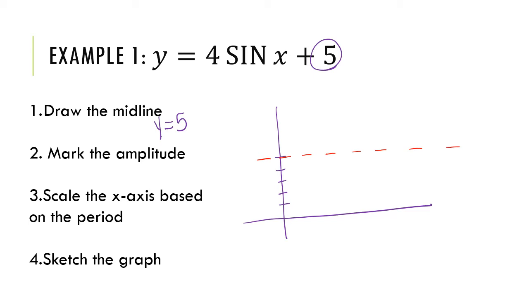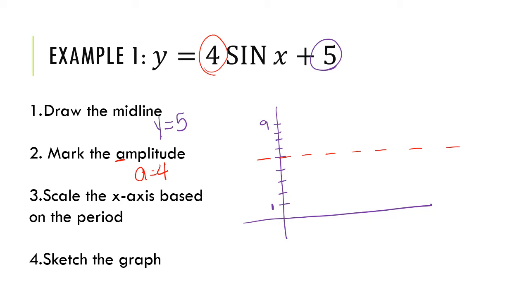Okay, so at 5, we're going to put a dashed line to represent our midline. Now these are just sketches, it does not have to be perfect. All right, next thing I'm going to do is mark off the amplitude. The amplitude was that A value, A for amplitude. So amplitude is 4. Now amplitude was the distance from the midline. So I'm going to go up 4 units and down 4 units. I should have a point at 9 and a point at 1. Those should be my max and min values.